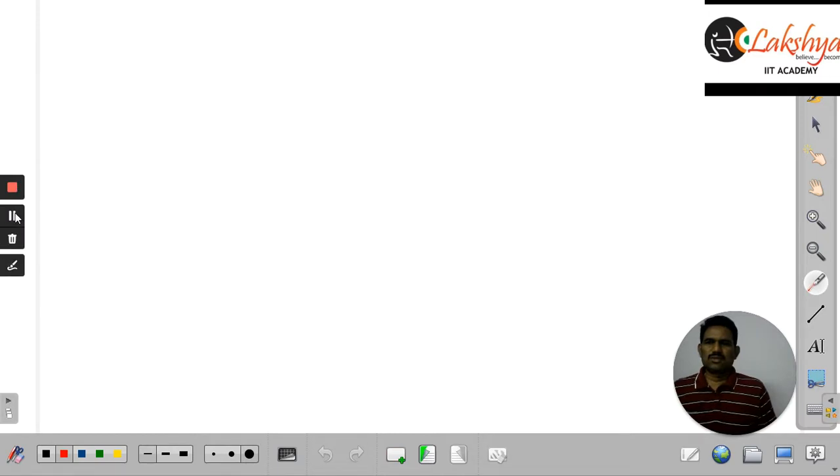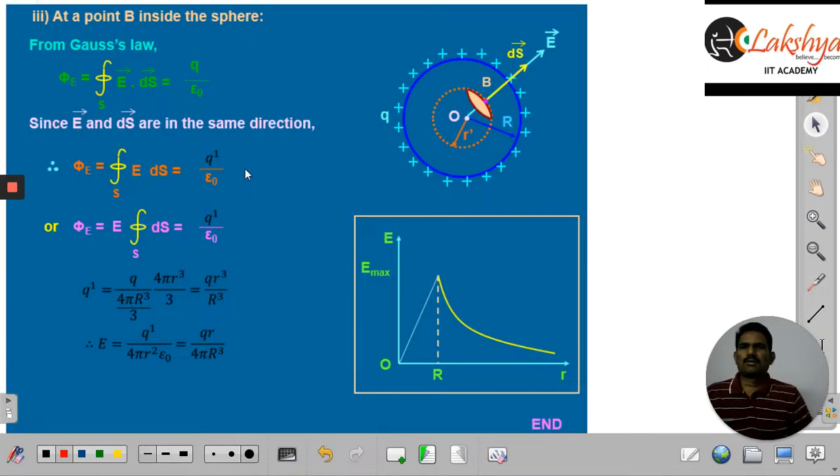So I will draw this diagram. Now let us say there is a point B inside this uniformly charged sphere. That means the charge will be there only inside. The diagram was a mistake there. The charge is not on the outside. The charge will be there on the inside of the uniformly charged sphere.